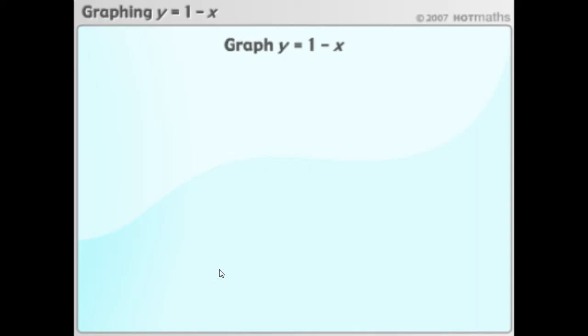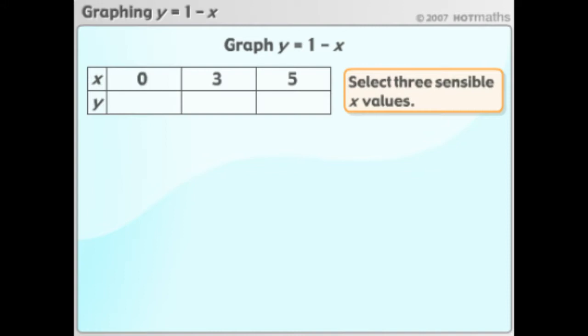Okay, so now we're going to try and graph the equation y equals 1 minus x. The first thing we need to do is construct a table that will help us to solve our equation. Now in this graph they've decided to use 0, 3 and 5. You can choose any x values you want. I personally like to choose 0, 1 and 2 as they're the easiest numbers to work with. So select 3 sensible x values along here. Okay, now what we need to do is find out our y values.